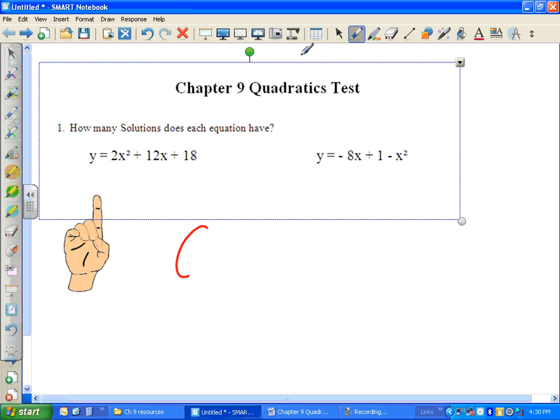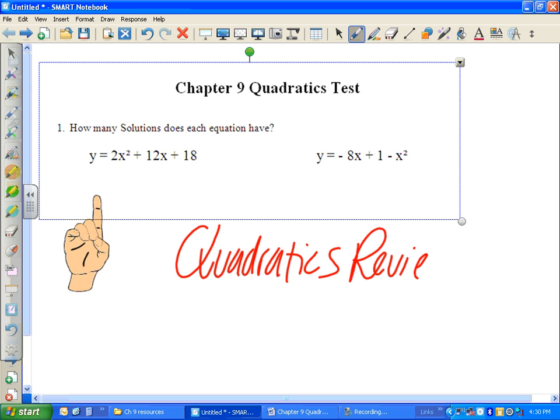This is more like a quadratics review. More or less, I'm making you do this because you're probably struggling with the quadratics chapter that we just did, which is chapter 9. Or you did poorly on the test, which again means you probably struggled with chapter 9. So we're going to go over the test that you just finished taking.